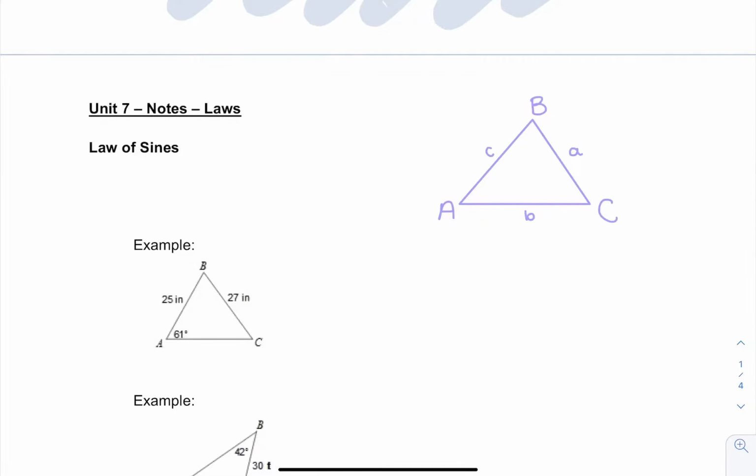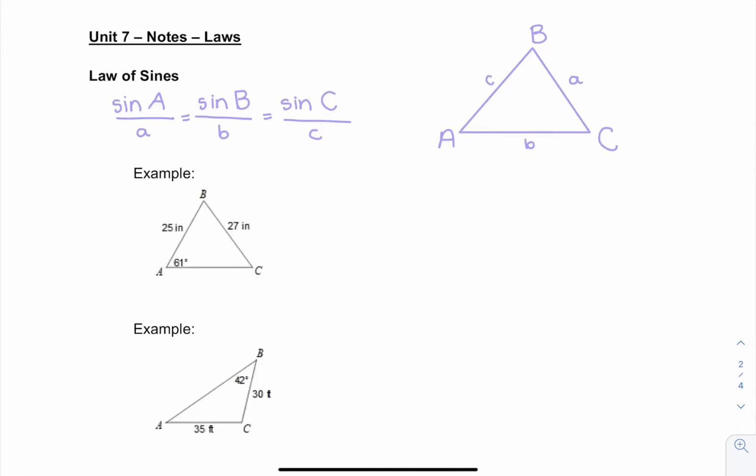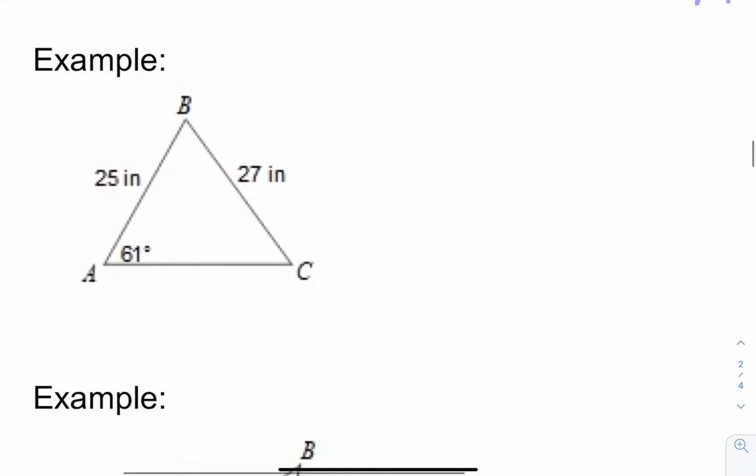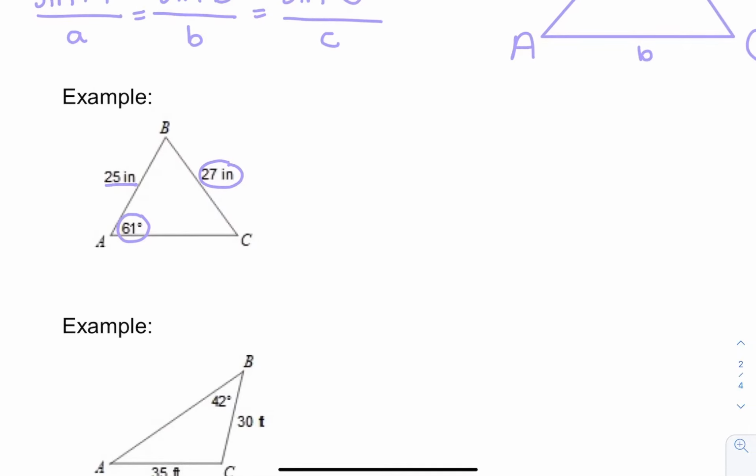Then the law of sines states that for any triangle, the ratio of the sine of A over the length of side A is equal to the sine of angle B over side B, which is equal to the sine of angle C over side C. So in this first example, this can help us solve for any of the angles, or actually all of them. If we have this angle A and this side, and then one other thing, we're able to find everything else. So let's start by writing a ratio.